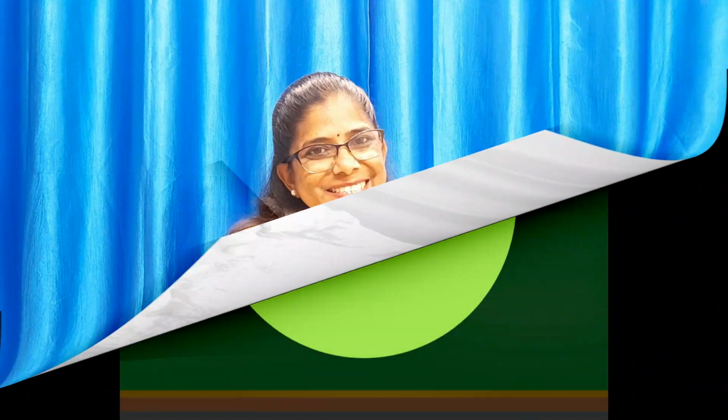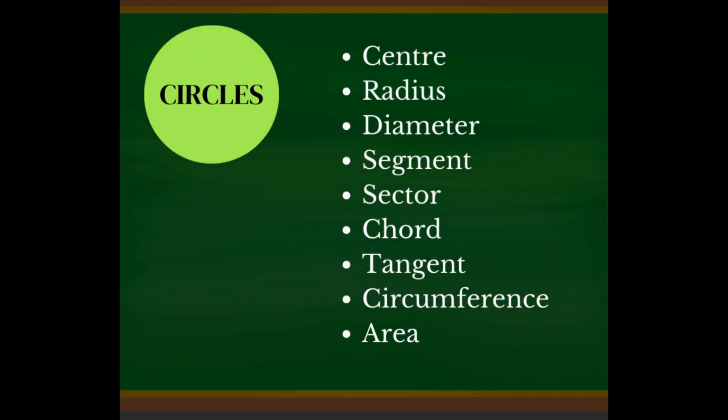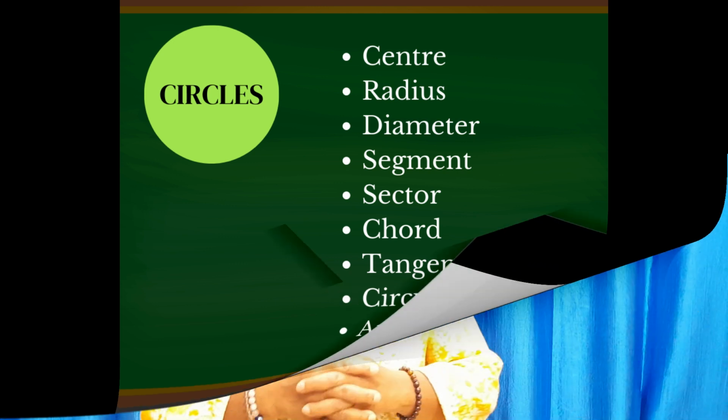Now one more interesting concept here is circles. Yes, circle is really one interesting part, we can say. Then you must know a few important points regarding this circle, like center of the circle, radius, diameter, chord, sector, segment, then area, circumference, tangent. You must know all these things which are related to circles.